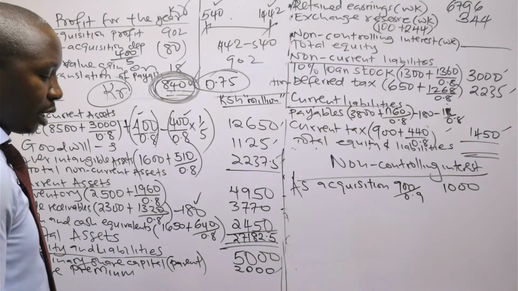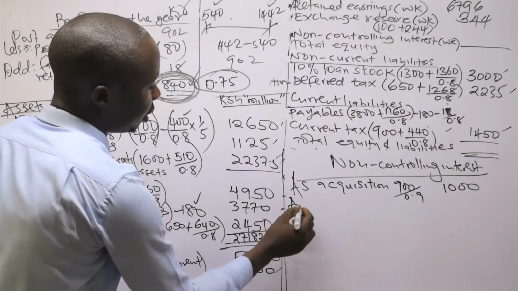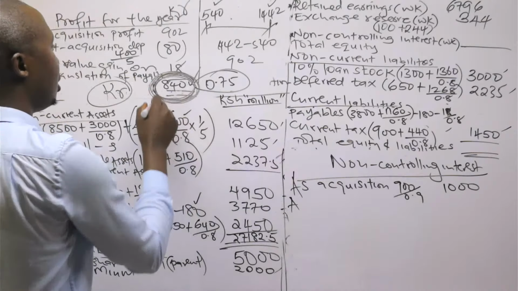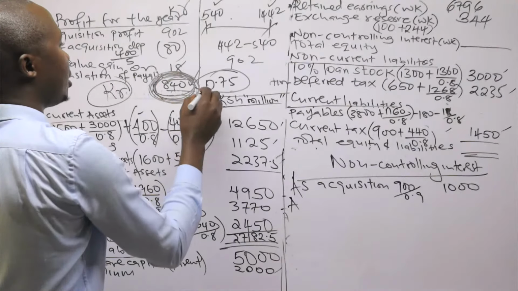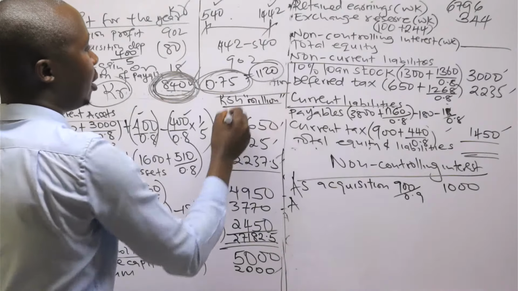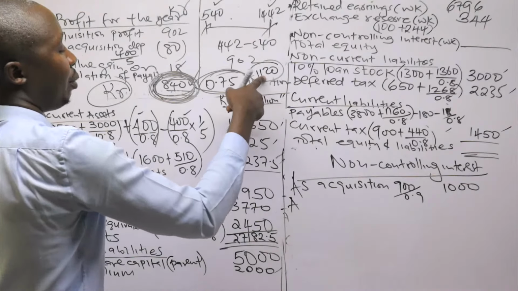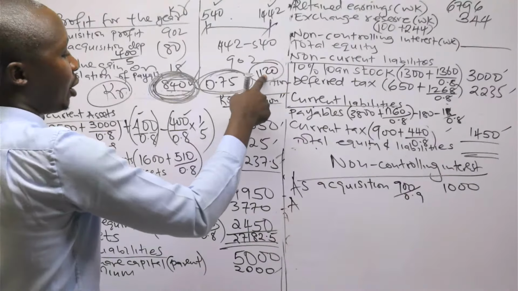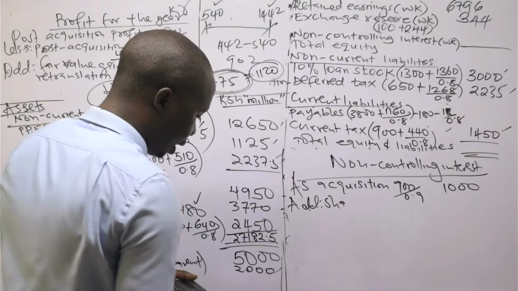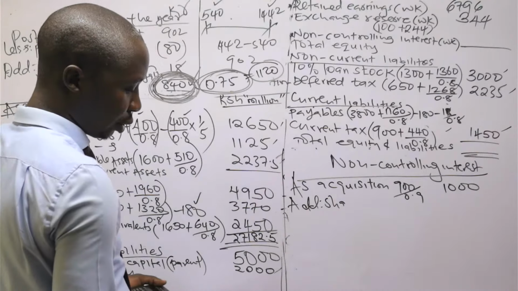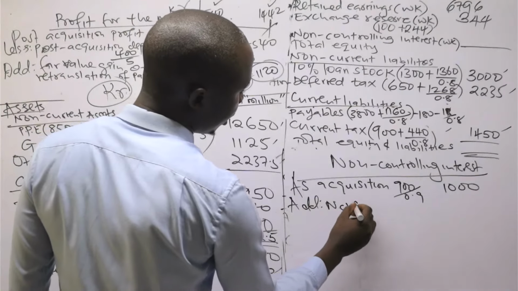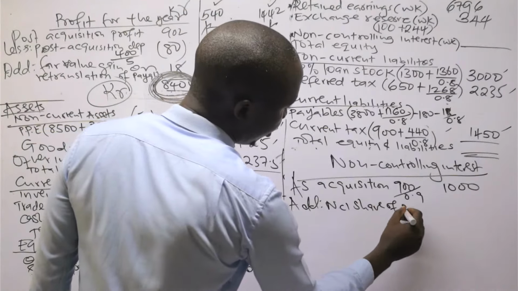Then which adjustment do I have to add? Based on the profit for the year, the 1120. Remember this one? We converted this using 0.75. We got 1120. So 80% is attributable to the parent, 20% to NCI. So add the NCI share. You are supposed to say share of post acquisition. NCI share of post acquisition.